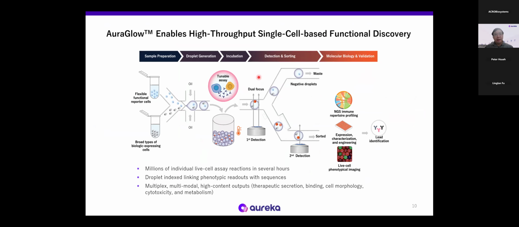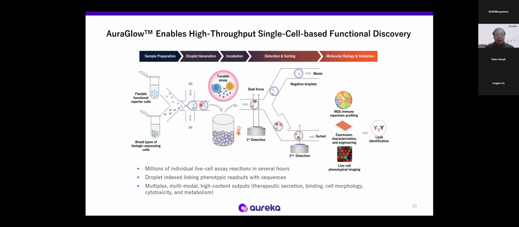So let's begin with Aureka. Let's take a closer look at the system. You have your functional reporter cells of interest that can tell us whether your mechanism of action is being achieved, based on your target and your drug's mechanism. Then you also have your library cells expressing your biologics. We encapsulate both of them so that every single droplet has only one library cell and one or multiple reporter cells, depending on your assay, by our microfluidic system.